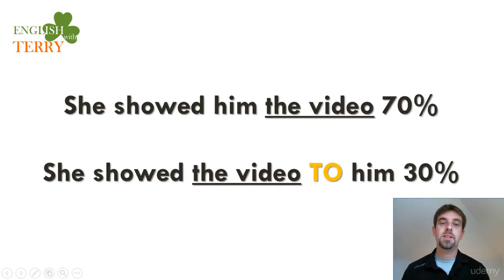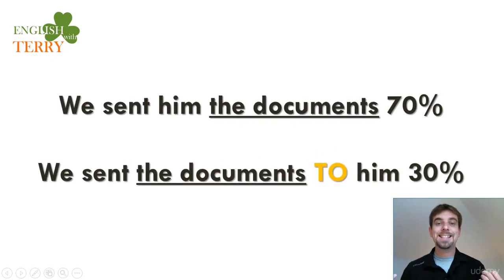The same happens here, right? She showed him the video. She showed the video to him. The difference is where we put the video in the sentence. If it comes after him, she showed him the video. She showed the video to him. We sent him the documents. We sent the documents to him. Both are correct. Both are possible, but the first example is the most common.